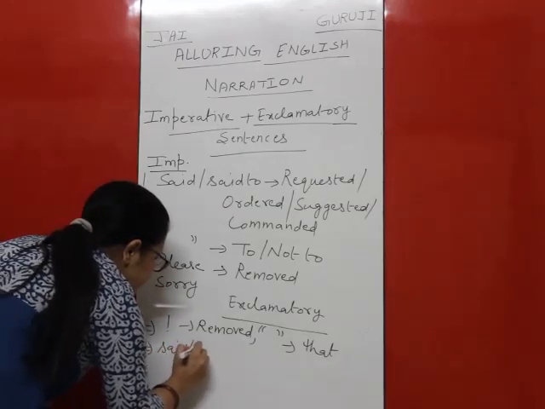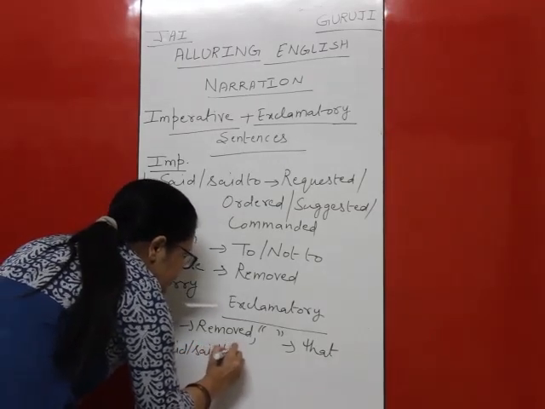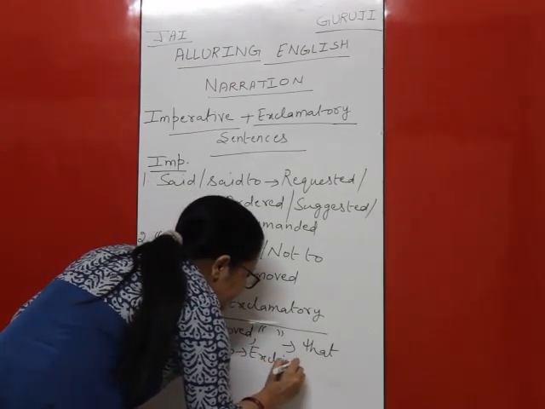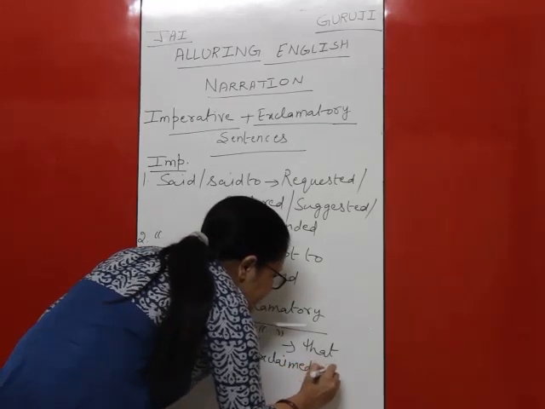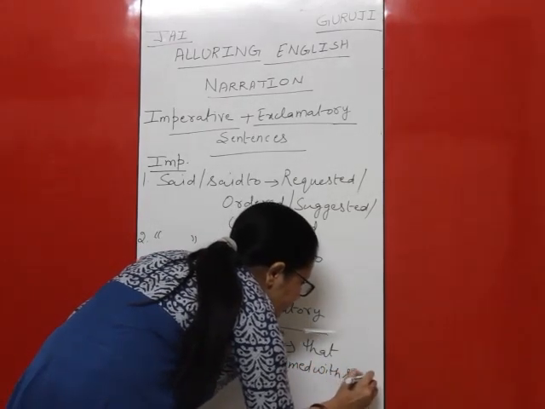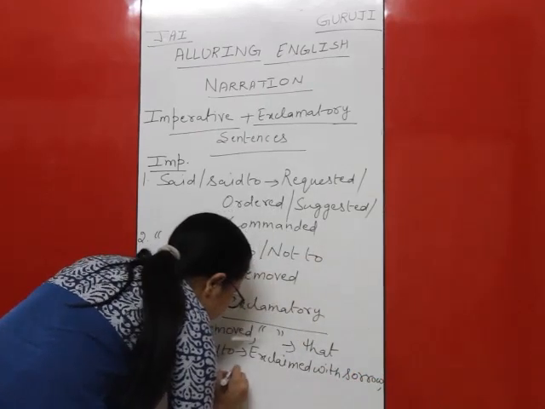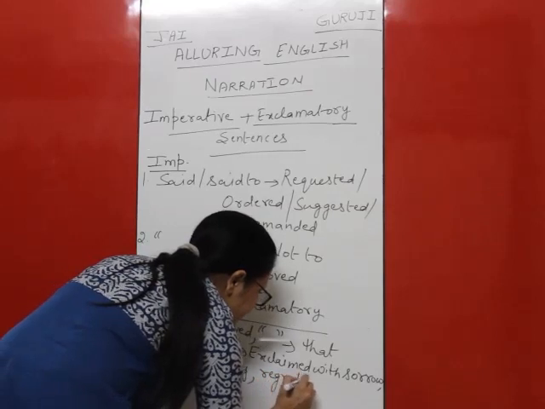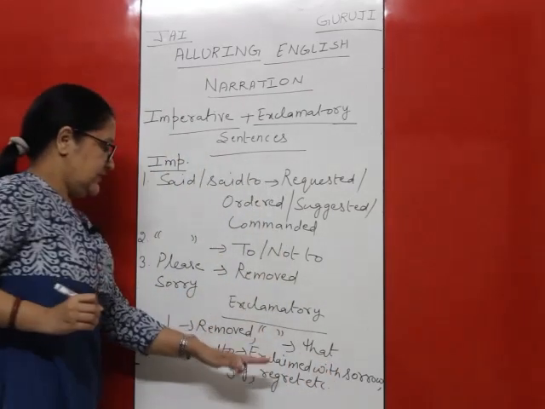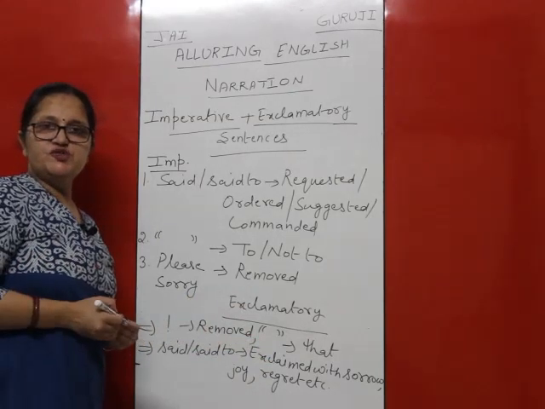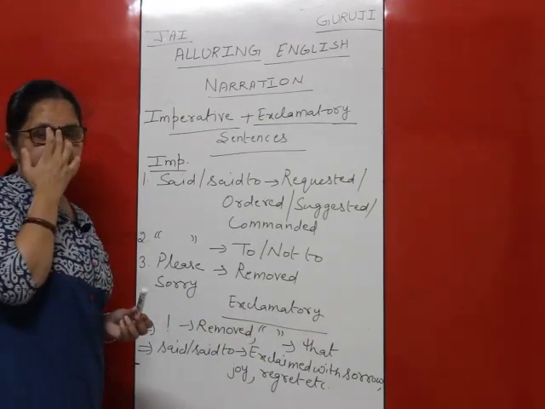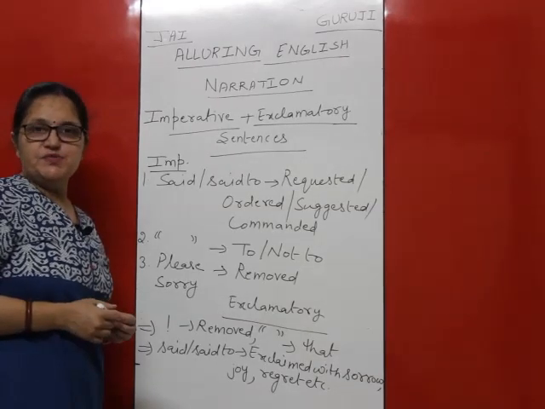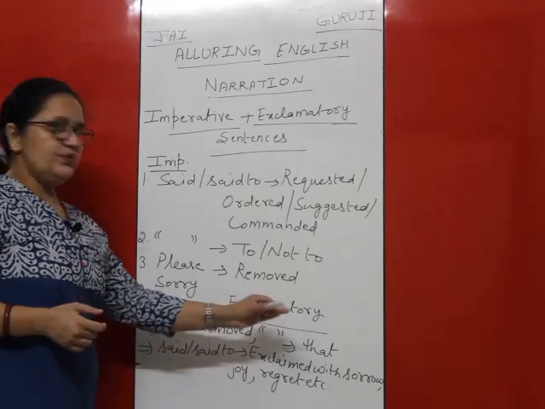Said or said to will change into exclaimed with sorrow, joy, regret, etc. This again depends upon the type of reported speech that is given to you. If in reported speech I am mentioning a sentence, hurrah, I have won the race, that means I am expressing my joy. So it will be exclaimed with joy.